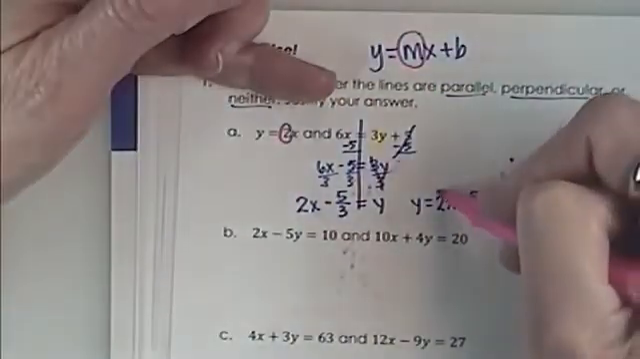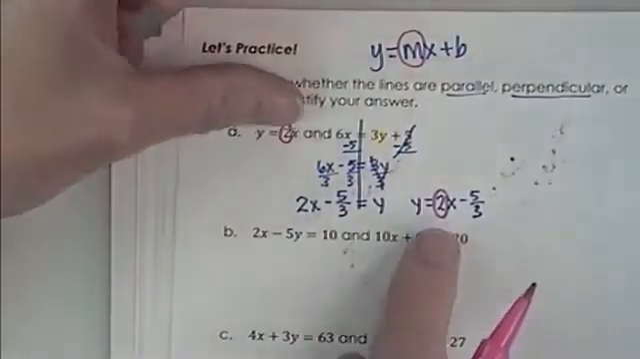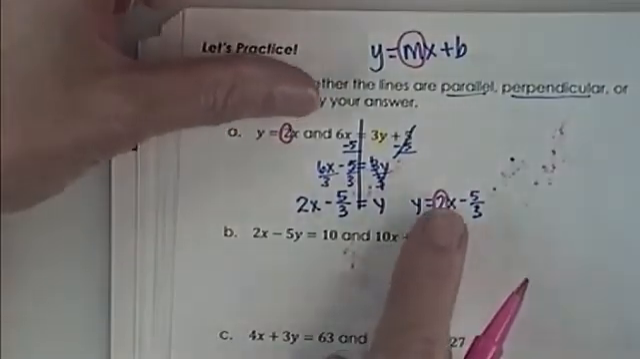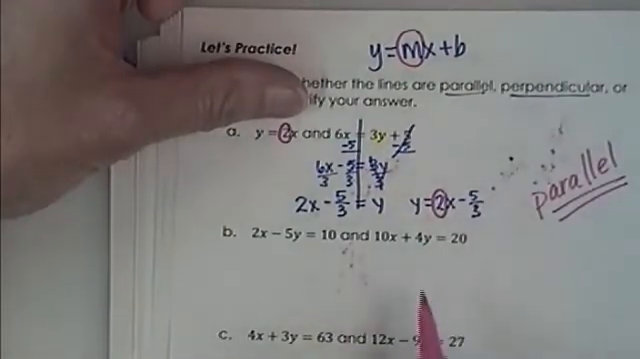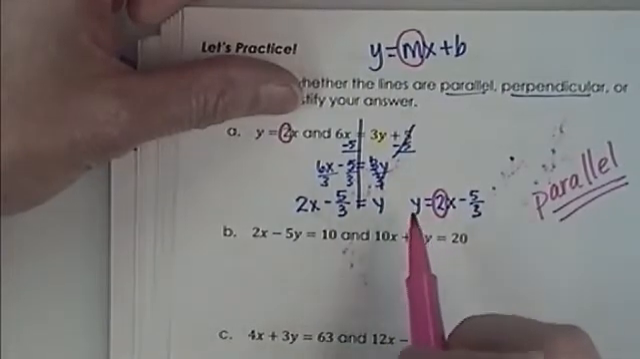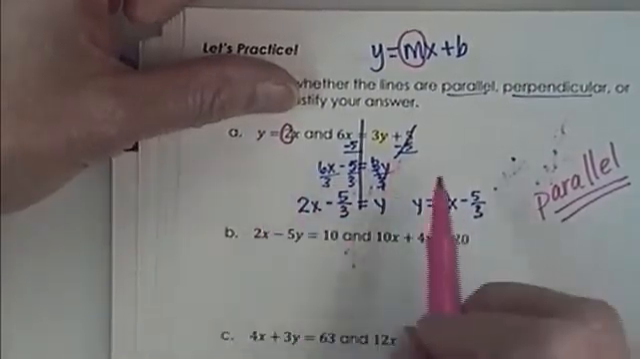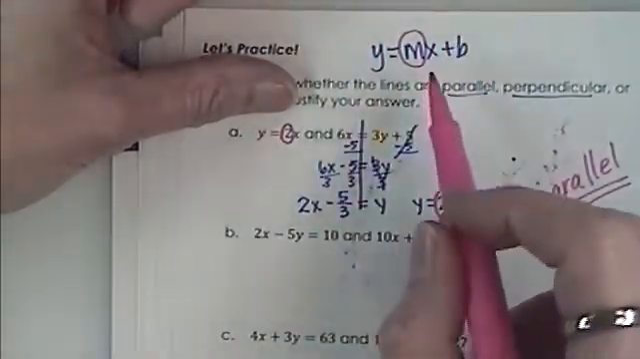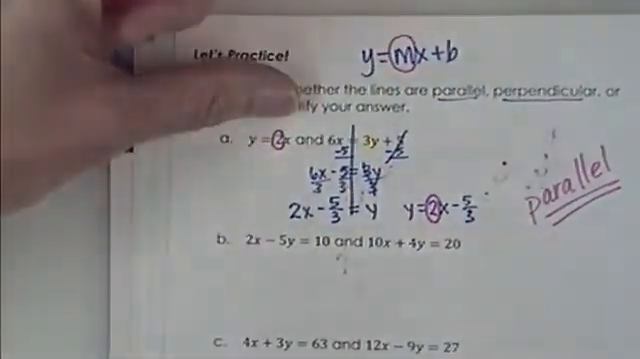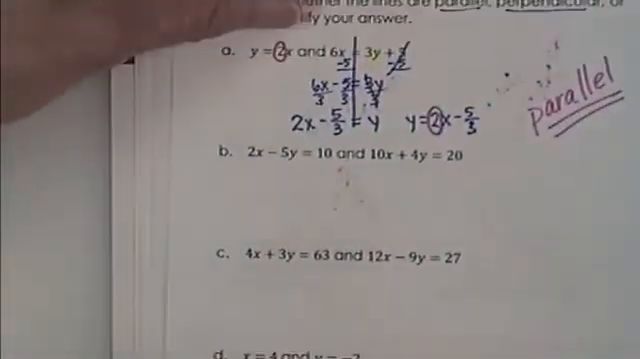The coefficient on the x term is 2, and what do you notice? The slopes are the same, so these are parallel. If you notice, the key to this is you need to solve for y. Every one of these you're going to need to solve for y and get it into this format so that you can scrutinize what that slope is. All right, so let's look at B. Let's see if we can pick up our pace just a little bit.